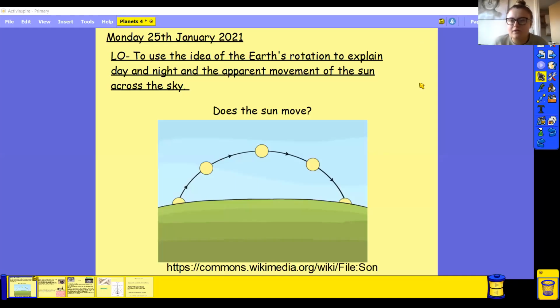Everybody, welcome back to our fourth lesson on planets. Today we are going to be using the idea of the Earth's rotation to actually explain day and night and the apparent movement of the sun across the sky. So then my question for you is, does the sun actually move?